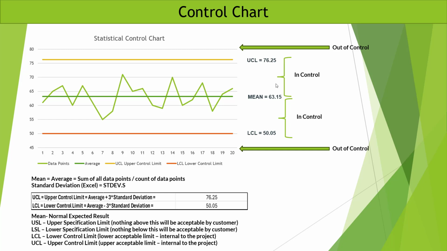But if the value is greater than the UCL or lesser than the LCL, then it goes out of control. So the UCL and LCL are the lines where the project team starts taking action if any data value goes beyond the UCL or LCL.